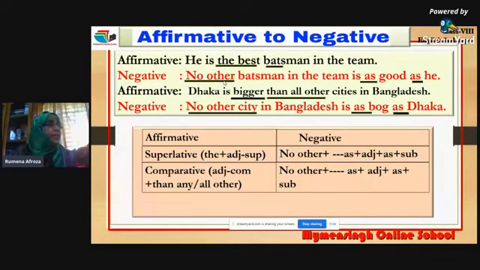Okay, in the negative, no other is used here, and the adjective is in positive form. You make it positive, and that will be negative. No other will be used here, and as adjective as you have to use. Similarly, if we find the comparative degree, you will use no other first at the beginning of the sentence. So for a superlative adjective, you start the sentence with no other. And if we find the comparative, how can you identify it? After the adjective, you will find than any other or than all other.